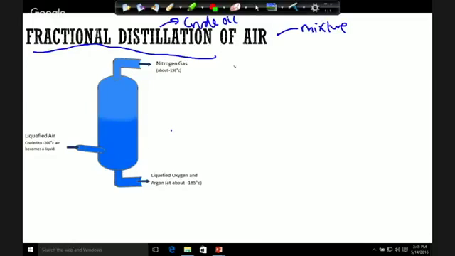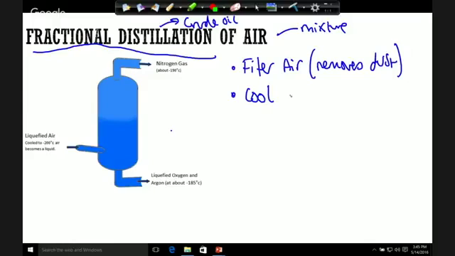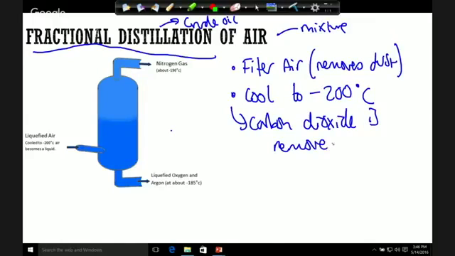processes. So the first thing that we'd have to do is filter the air, and that removes dust and other solid particles that are in the air. And then we cool it down to a really low temperature of around -200 degrees C. And then we're going to remove the carbon dioxide, because as we cool this down, the carbon dioxide is a solid when it's cooled down. So the carbon dioxide is removed as a big solid chunk, and the rest of it turns into a liquid.